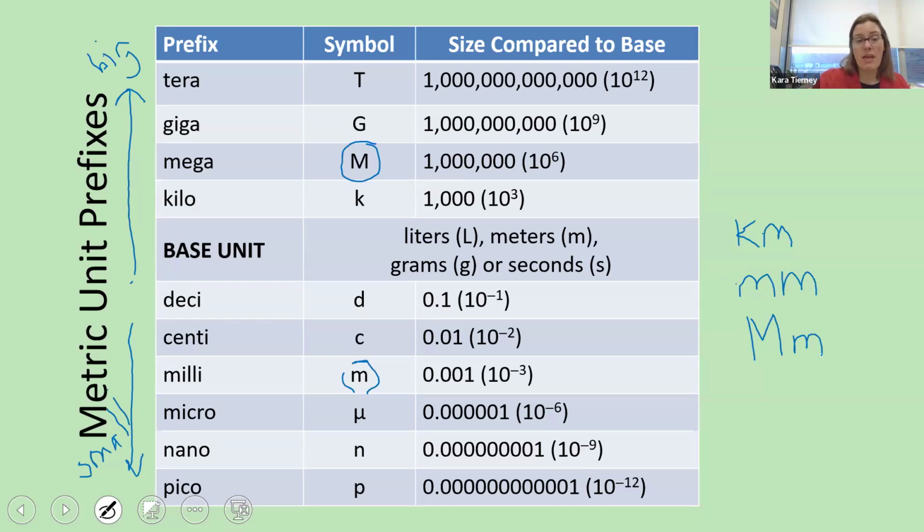Another note I want to make is micro. This symbol right here is a Greek letter called mu. It's like a U with a little tail. I like to write it like a straight up line and then a little U after it. So that's micro.